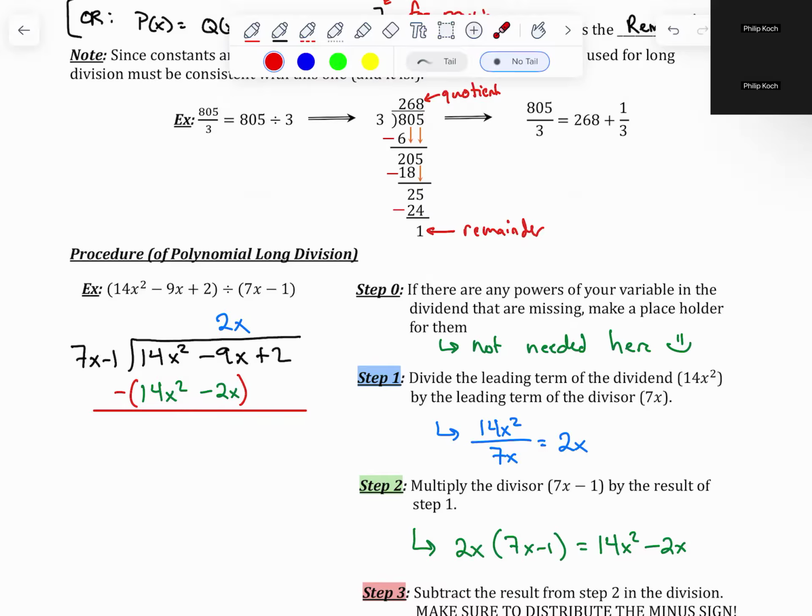So the way I like to read it is I look at it and say 14x squared minus 14x squared. Well, those are going to cancel. And that's kind of by design. If we found out how many times 7x goes into 14x squared when we perform the division algorithm, that should cancel out. If it doesn't, we did something wrong. Then I have to do this one. Negative 9x minus negative 2x. That's really negative 9x plus 2x because it's subtracting a negative. So I get negative 7x.